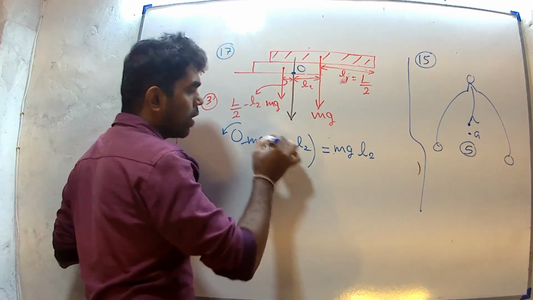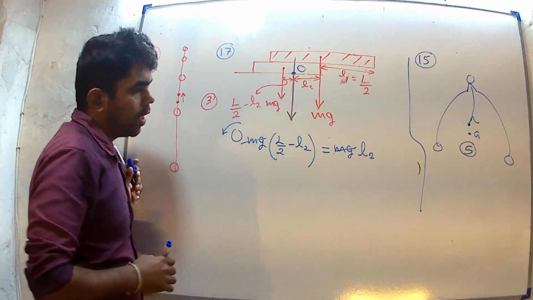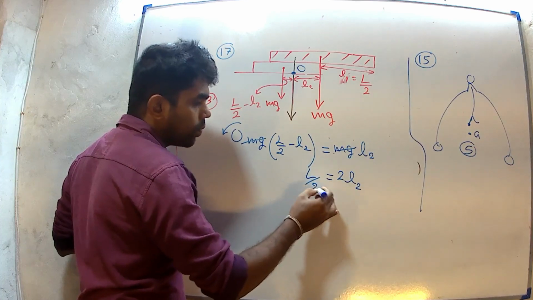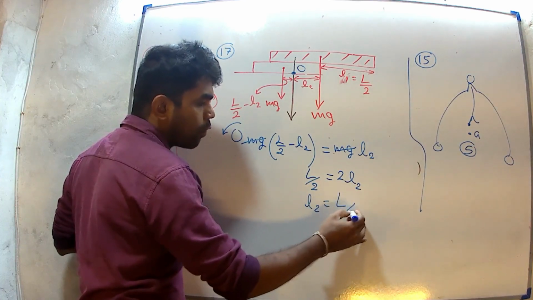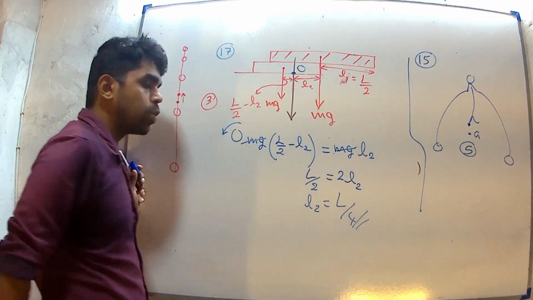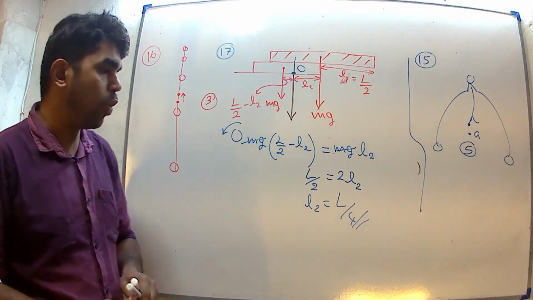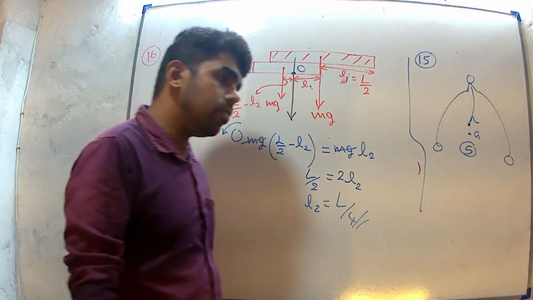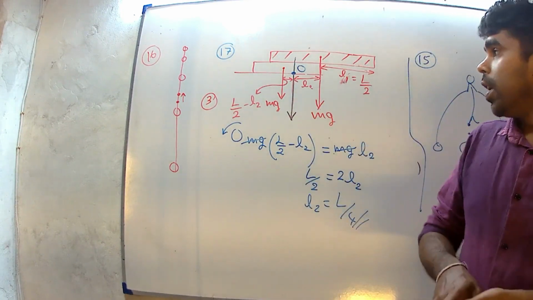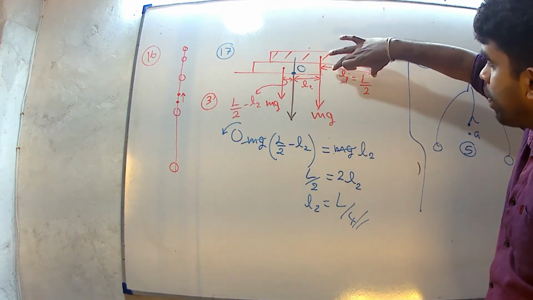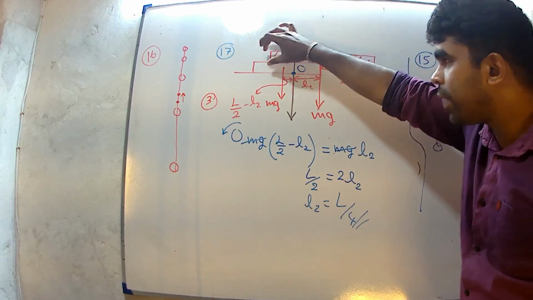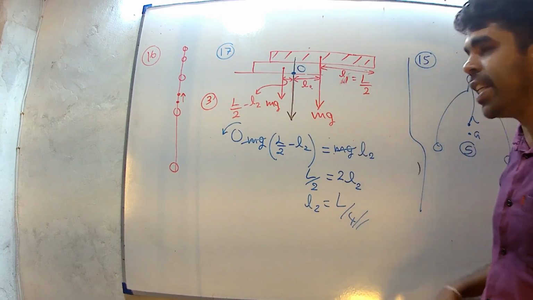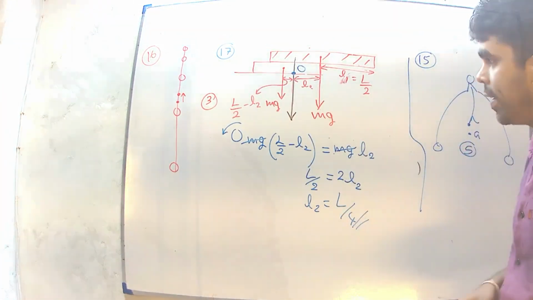Now we can cancel out the mg term. Then we get 2L2 equals L over 2, L2 equals L over 4. Then L1 should be L over 2, L2 should be L over 4. There is a pattern. If there are more than 2 bricks, the values should be L over 2, half of the length of the brick, then L over 4, for the third one L over 6, L over 8, we can do that.